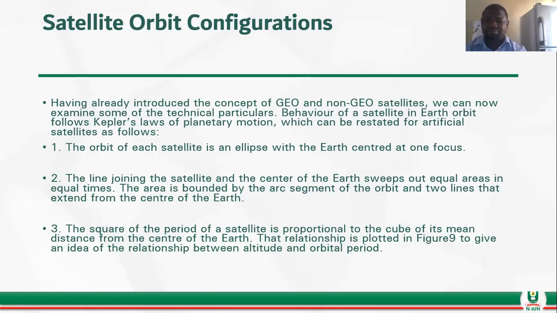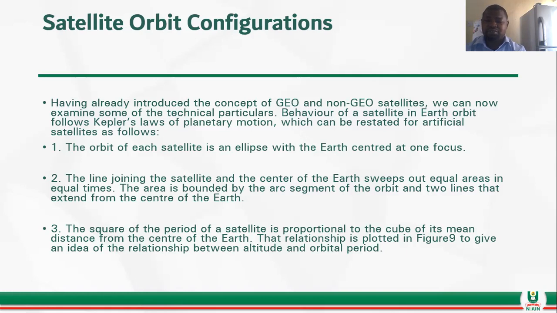And then the second Kepler's law of motion, which is also known as the law of areas, says that the line joining the satellite and the center of the Earth sweeps out equal areas in equal time. The area is bounded by the arc segment of the orbit and two lines that extend from the center of the Earth.